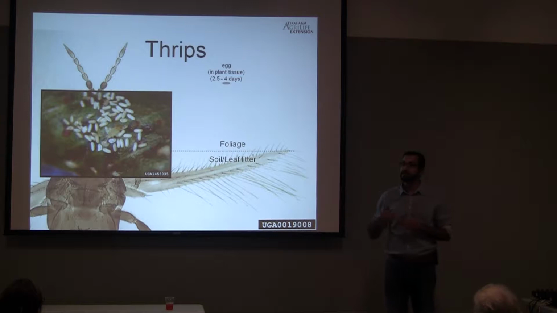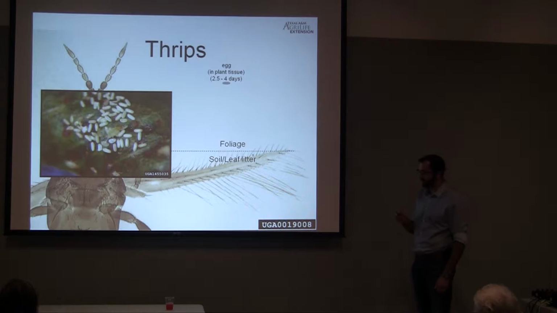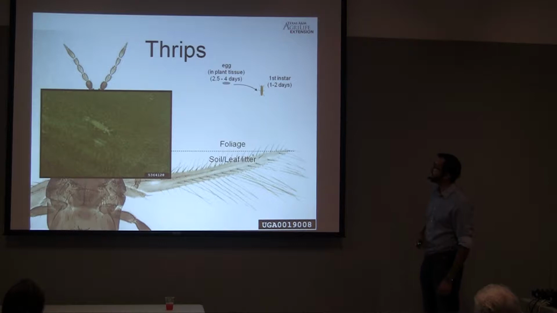So as temperature increases, their metabolic rate also increases, and their rate of development increases. All of a sudden, their developmental time decreases substantially, and you can get these stages of growth happening much faster. Then you go into these first instar thrips. They can be in that stage for 1 to 2 days or so. Then you get these second instars.